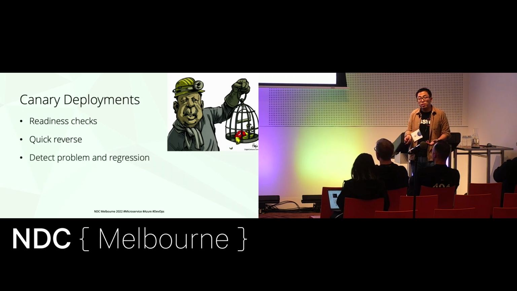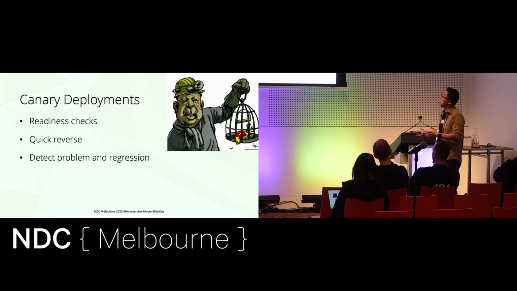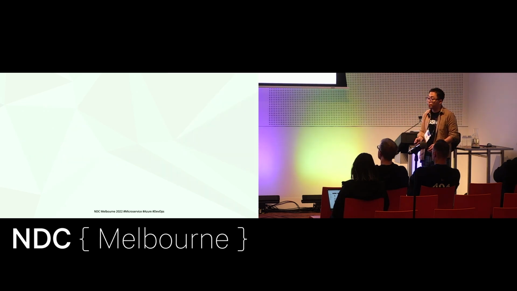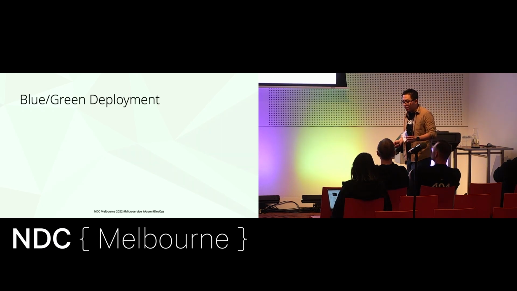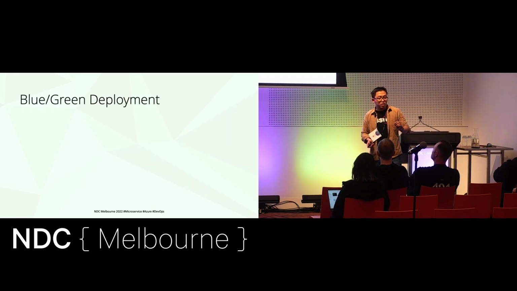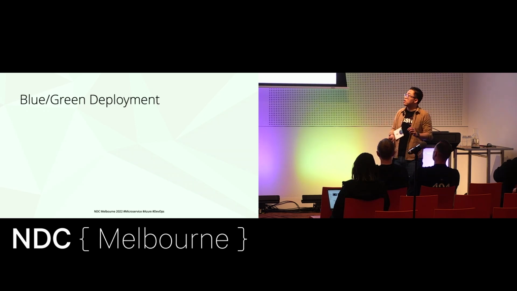It can detect problems and regressions, but we also need to be mindful that there could still be other things going wrong when these changes are actually released to the whole group of audience. Now, when the canary deployment strategy is running in a rolling way, then here comes the blue-green deployment.